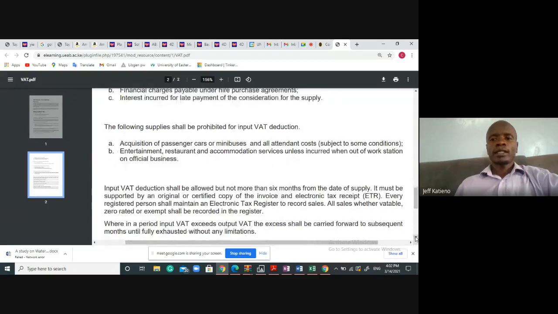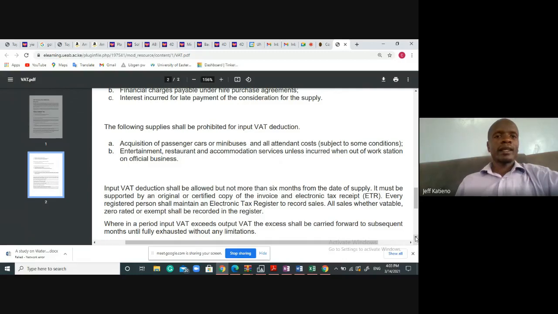Now the following supplies shall be prohibited for input VAT. So input VAT is the VAT that you pay. Like if I have a bakery, and so I make bread, the wheat that I buy, I will be paying VAT on that wheat. That is what is called input VAT. Output VAT is now the VAT that I charge on the bread. So input VAT is the VAT for the raw materials or for what I buy, but output VAT is for what goes out, just like the name suggests. In what gets in. So the VAT regime stipulates that I should claim what I paid.